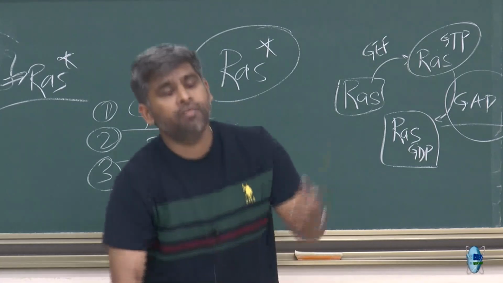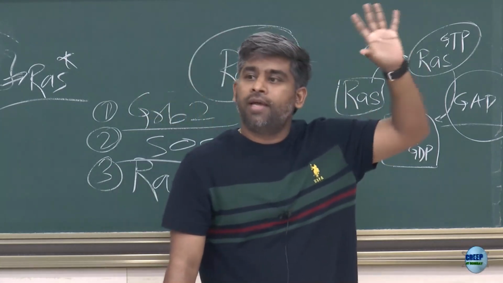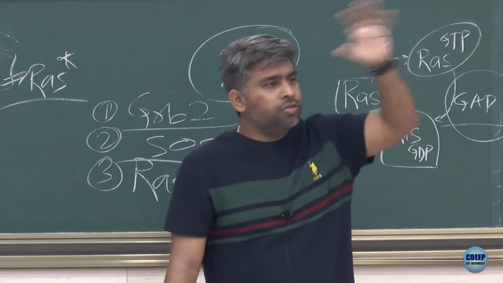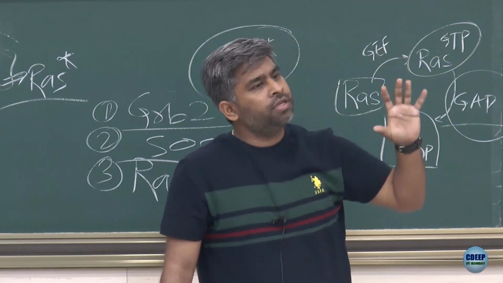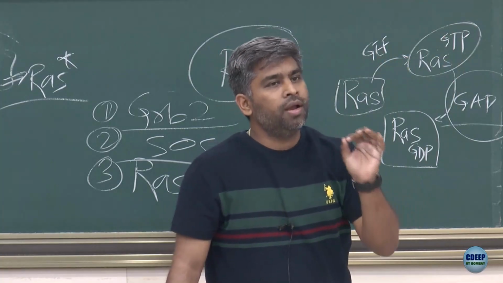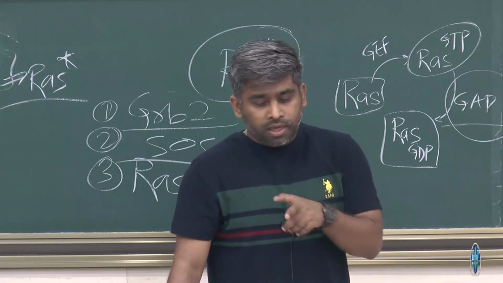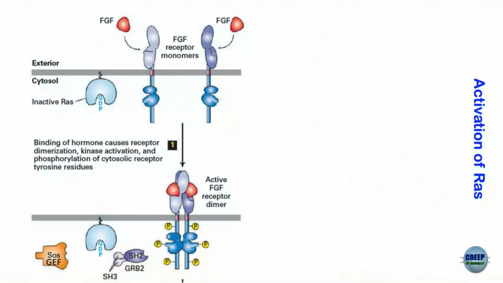You remember when we talked long ago about the JAK-STAT pathway, they had some SH2 domain containing proteins. SH2 domain everybody remembers by now, right? They have the ability to go and recognize phosphorylated tyrosine residues. Similarly, this GRB2 has 2 important domains that we should make note of. One is your SH2 domain. Why SH2 domain? Because it can go and recognize the phosphorylated tyrosine residues.